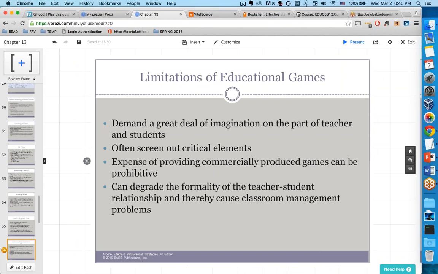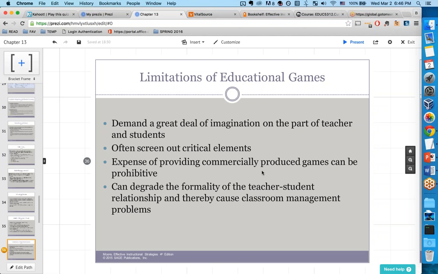There are, of course, some limitations with educational games. It may demand a great deal of imagination on the part of teachers and students. So some students are not good at imagining or trying to think about some abstract concepts. It may be difficult for them. Oftentimes, you screen out critical elements. Sometimes some critical elements or important topics are not covered in educational games. They could be very limited in terms of their reach. So content-wise, you may just be focusing on a certain topic in an educational game, and this may take so much of a student's time, which would not be a valuable experience.